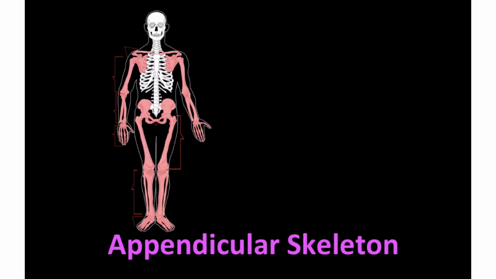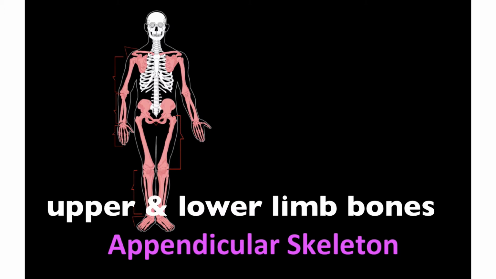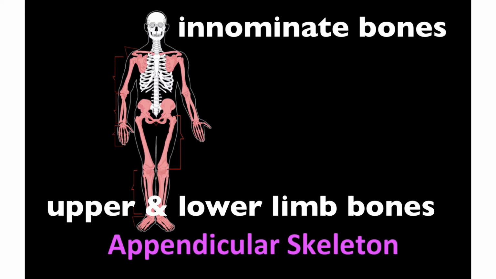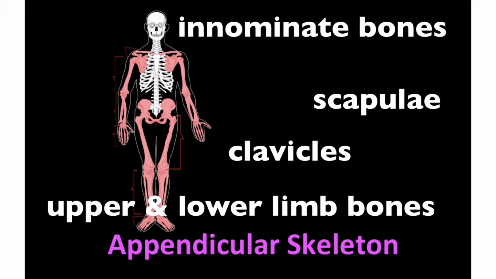Appendicular skeleton, as we can see right here, includes the bones of the upper limbs, lower limbs, the two innominate bones of the pelvic girdle. Please keep in mind that the sacrum, which makes up the pelvis, is part of the axial skeleton, not the appendicular skeleton. And then lastly, the two scapula and the two clavicles.